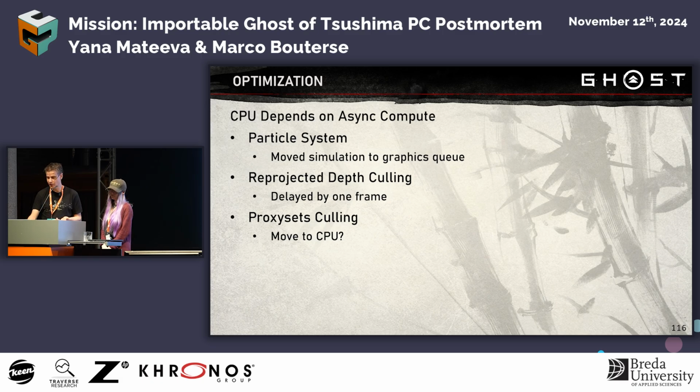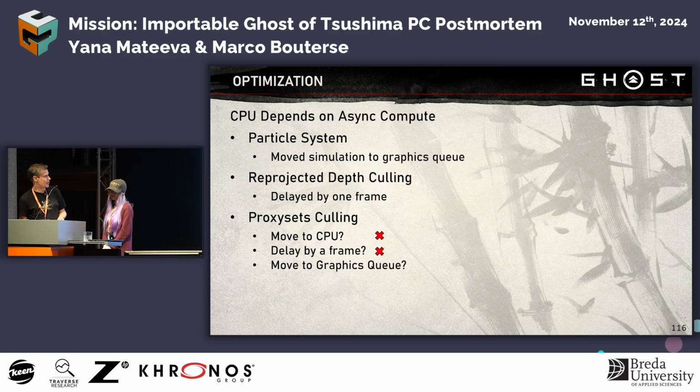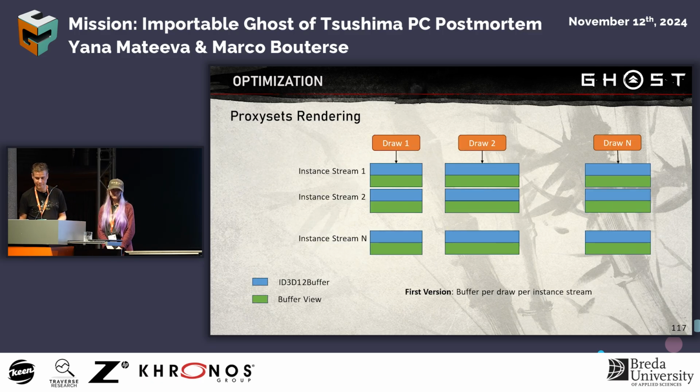And for the proxy set culling, we tried to move it to the CPU, but this was way too expensive. We also tried to delay this by a frame, but we didn't really get that to work. And we also thought about moving it to the graphics queue, but that would lead to a lot of empty dispatch indirect calls, which is also not great. So we ended up shipping with this in the engine. But as I said, on most recent hardware, this turned out to be not that much of a problem.